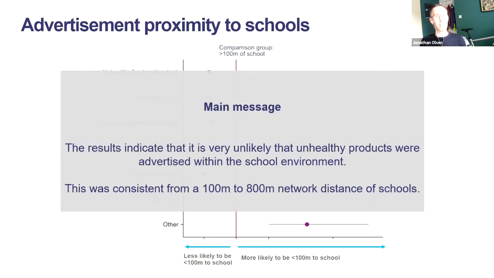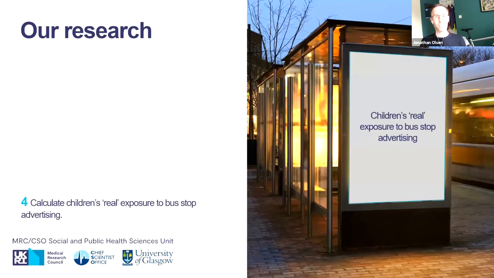And actually, I've presented this for 100 meters, but this was consistent from 100 meter to the 800-meter network buffer. So if we increase that buffer to 200 meters or 800 meters, it's actually not going to make much difference to exposure. And just to touch on the gambling, that's something to keep an eye on, but the numbers were very, very low. So it's something that we may want to explore in the future.